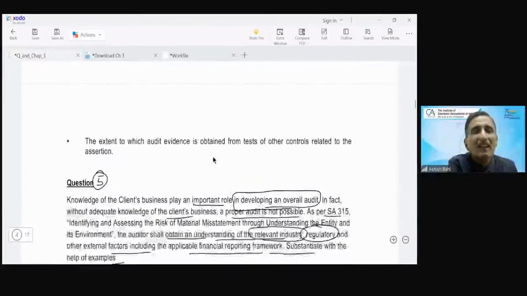Students, thereafter comes an important concept of internal control in your chapter number 3. So how many of you remember the meaning of internal control? Yes. Can you write down the meaning of internal control?